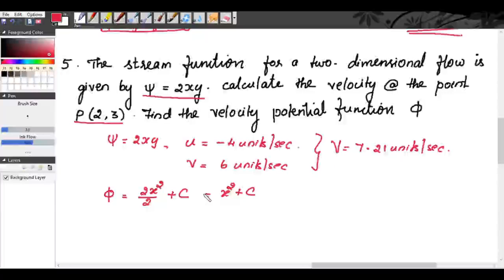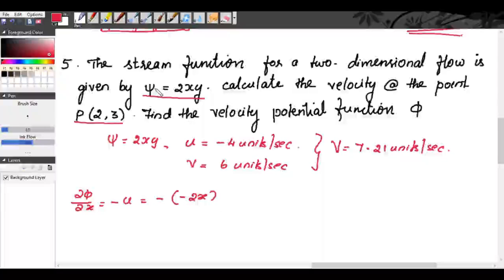Anyway, I will do this part for you. Sometimes you may get confusion. Up to this you can do. After this, you find v is equal to 7.21 units per second. After that, it is dou pi by dou x is equal to minus u. So you get minus u will be equal to, u is minus dou pi by dou x. So you get minus of minus 2x minus dou.